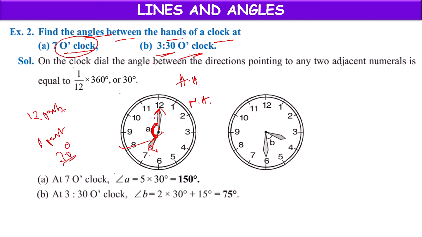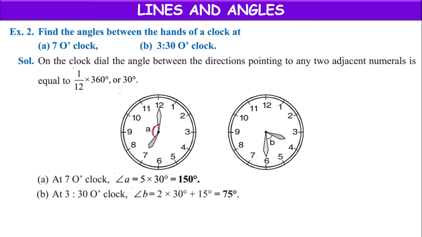Between 7 and 12, how many 1-hour parts are there? 1, 2, 3, 4, 5 parts are there. We have 5 such parts, each one equal to 30 degrees. So if we assume the angle between 7 and 12 as A, this A value is 5 times 30 degrees, means 5 into 30, which is equal to 150 degrees.